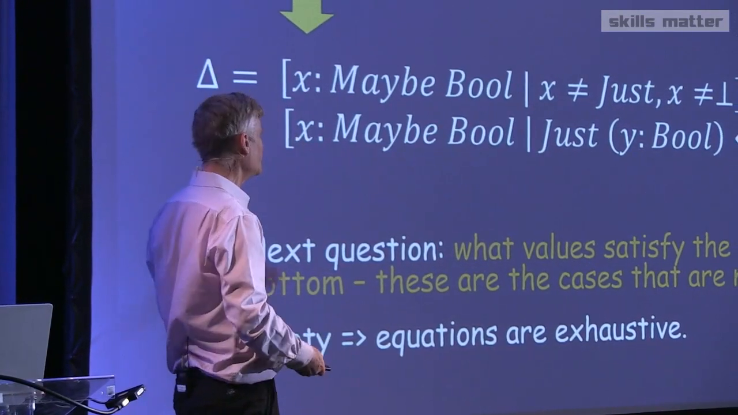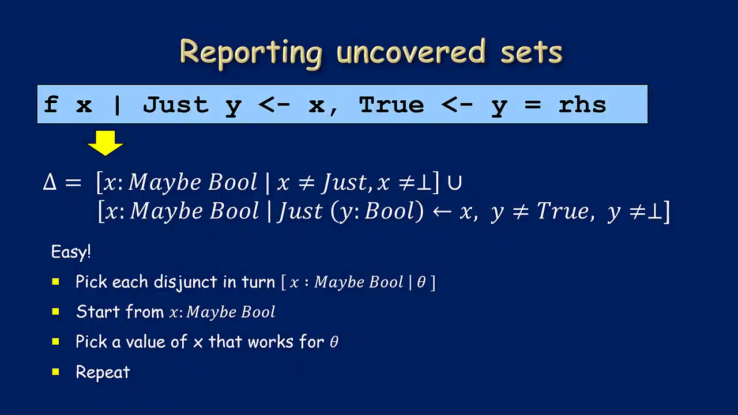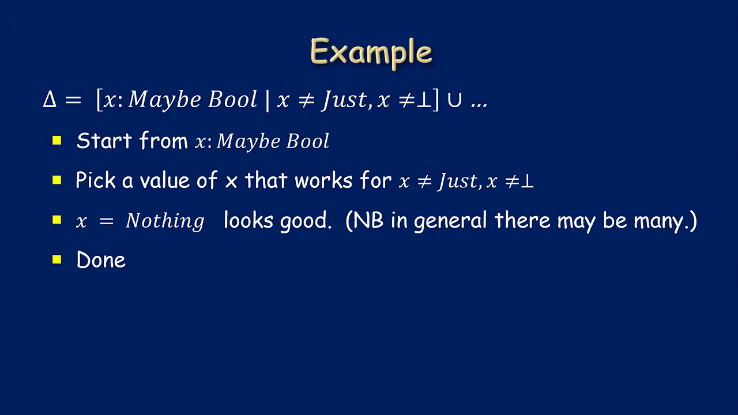A small value would help the programmer to say, that's something that I haven't matched. And it's actually quite easy. You just pick a disjunct from the union, start from x, and then pick a value that works for the conditions. So I'm going to do that by example.